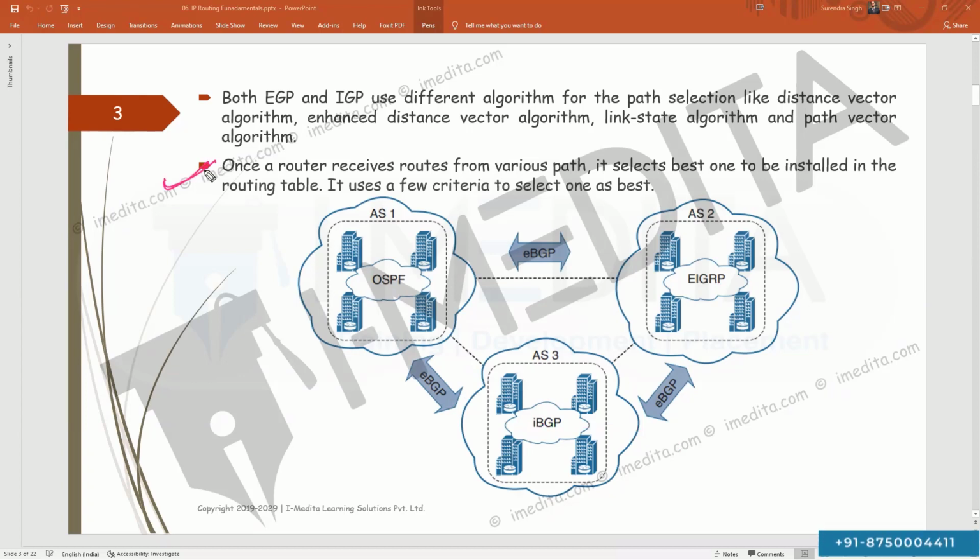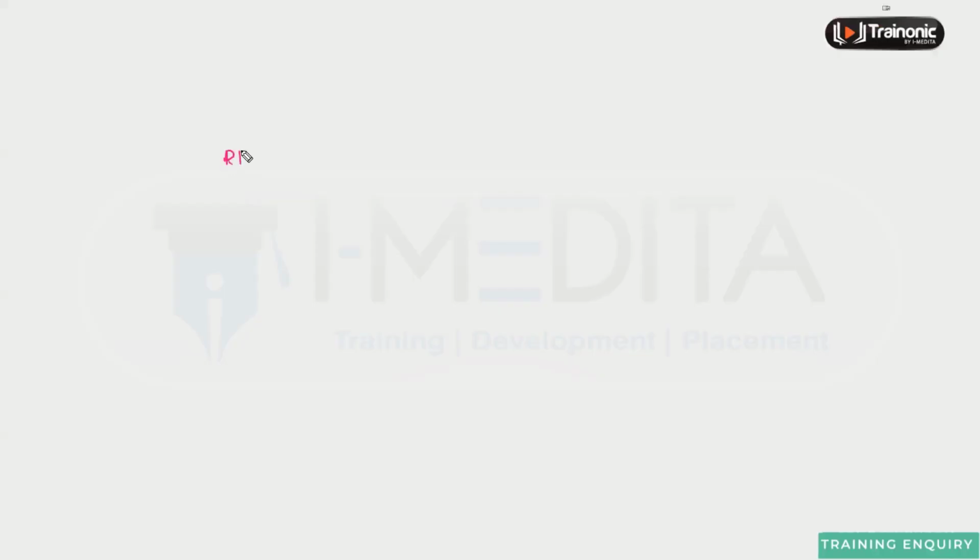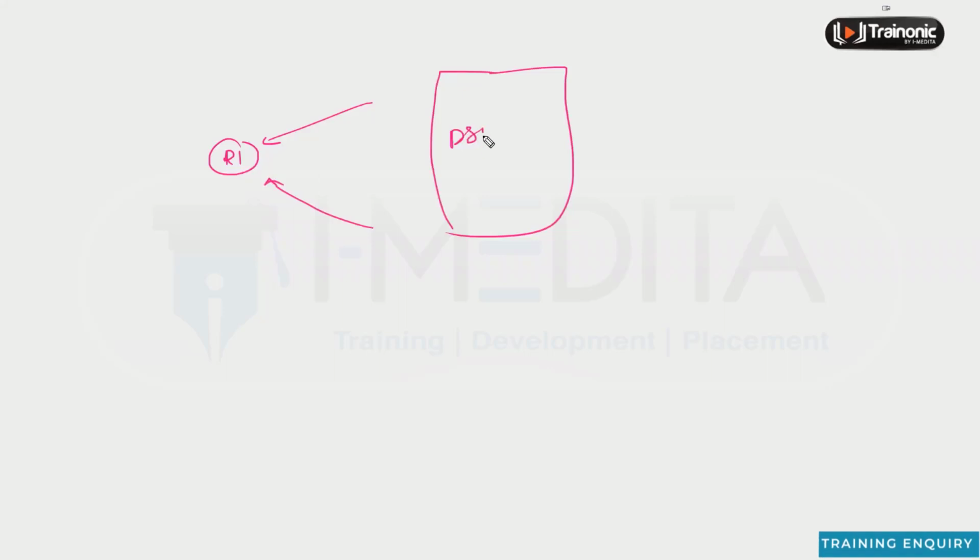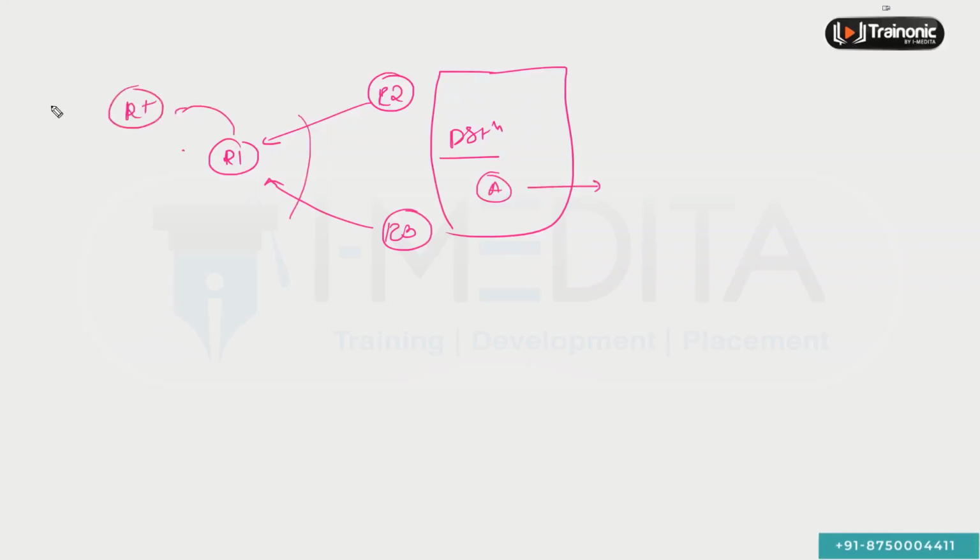Once a router receives a route from various paths, it selects the best path to install in the routing table, and it uses a few criteria to select one best path to be installed in the routing table. Let's talk about this. This is a router, and this router gets two paths, like if it has to go to this destination. The router has received the information from, let's say, two neighbors, router number 2 and router number 3. Now this router has to decide one best path to reach that destination, and that best path will get installed in the routing table. Now the question is, which path gets to install in the routing table?